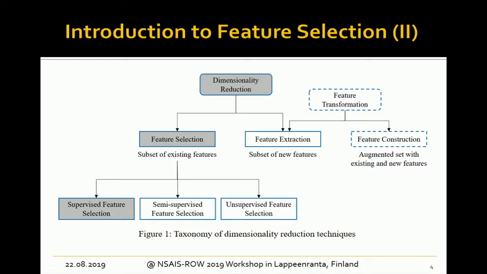And for completeness, we also have here the feature transformation, because feature extraction belongs to the feature transformation methods that do some form of transformation to the data. And there exists feature construction, but this is not a dimensionality reduction technique, because you usually keep the existing features and create additional ones to extract as much information from data as possible. So you will have a bigger set of features than the original one. That's why this is not dimensionality reduction, but it's related. Okay, and we will focus on feature selection, more specifically on supervised feature selection, because we do it in the context of classification.